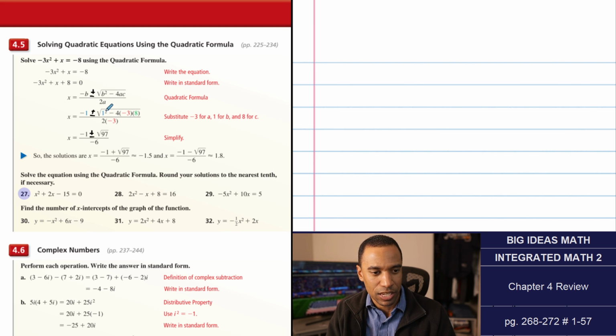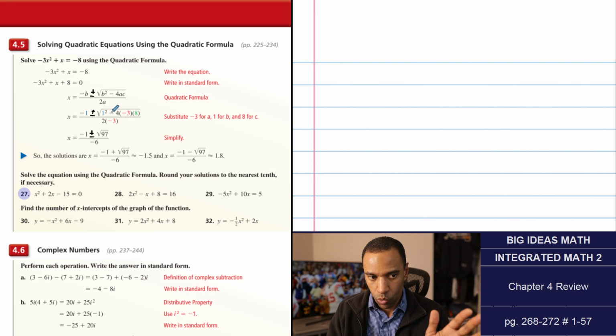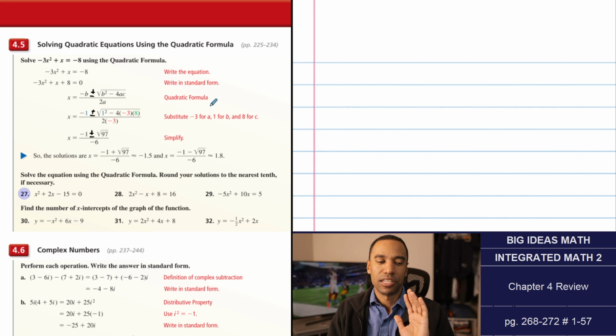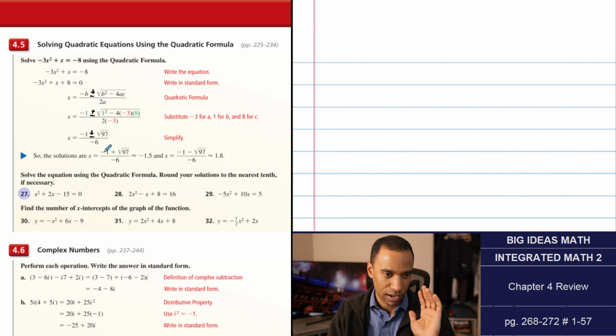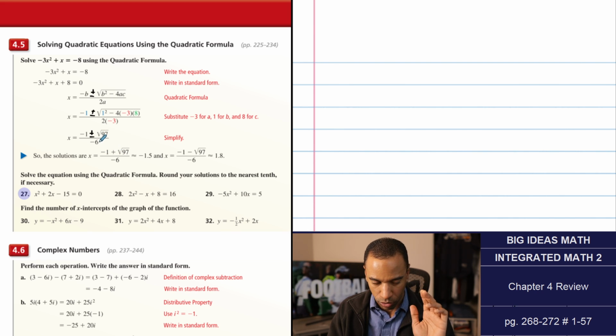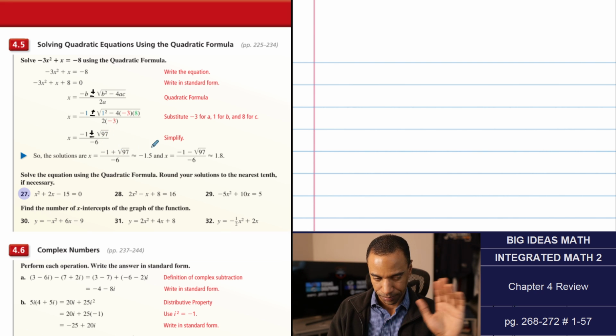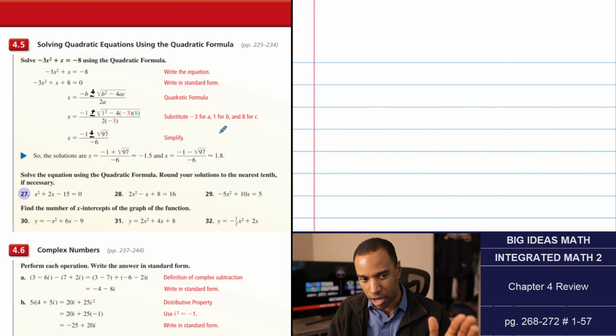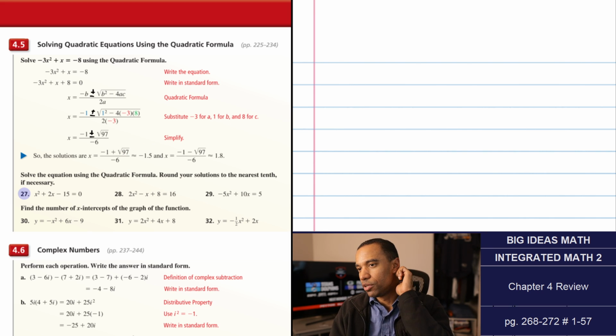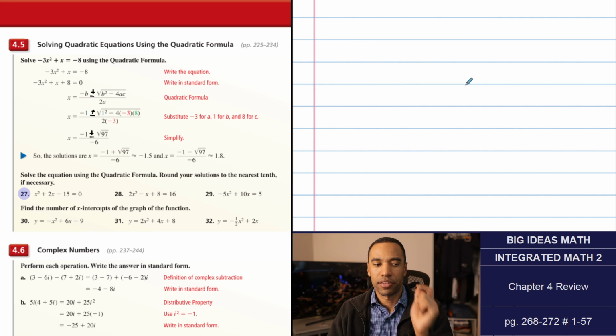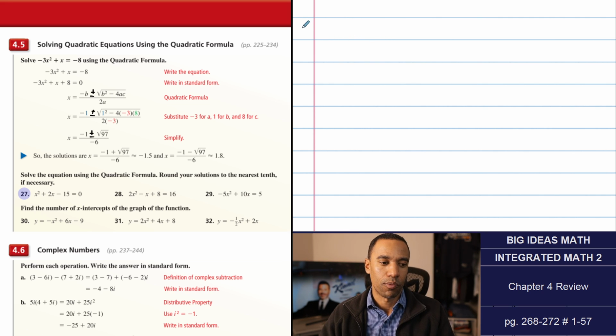But the inside, they do 1 minus negative 96. 1 plus 96 is 97. 97 is not a perfect square, so you have negative 1 plus or minus root 97 all over negative 6. Using the calculator, they get approximations of negative 1.5 and positive 1.8. They say round to the nearest tenth if necessary. I'll tell you when it is or not.